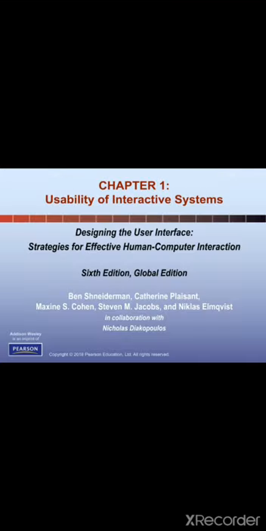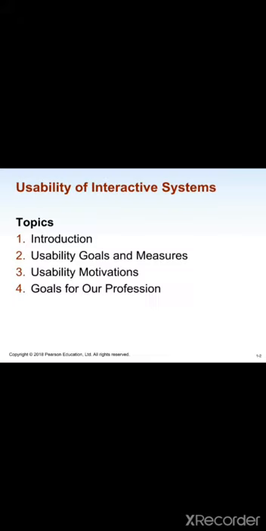Today inshallah we are going to start with the first chapter of this course, which is the course of Human Computer Interaction CS464 inshallah. The first chapter is titled Usability of Interactive Systems. First of all, let's list the topics that we are going to discuss today. The first, we are going to introduce the concept of human-computer interaction and of the usability of interactive systems. Then we will move towards the usability goals and measures, usability motivations, and we are going to conclude with the goals for our profession.